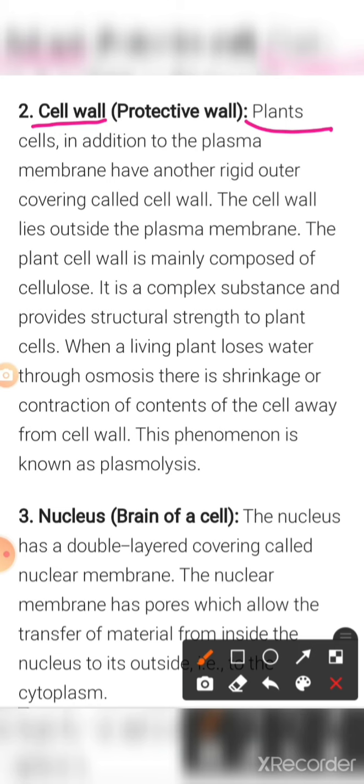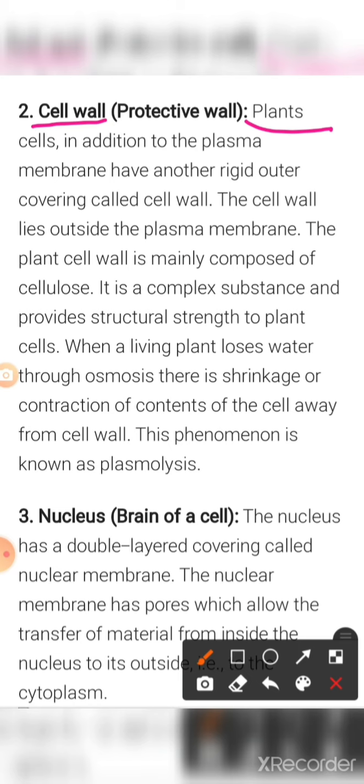Just think that it lies outside the plasma membrane. The plasma membrane is also covered with a supportive protective wall known as the cell wall, and the cell wall is only present in plants. One more important thing: the cell wall is composed of cellulose. When a living plant cell loses water through osmosis, there is a shrinkage or contraction of the contents of the cell away from the cell wall. This phenomenon is known as plasmolysis. So this was all about the cell wall.